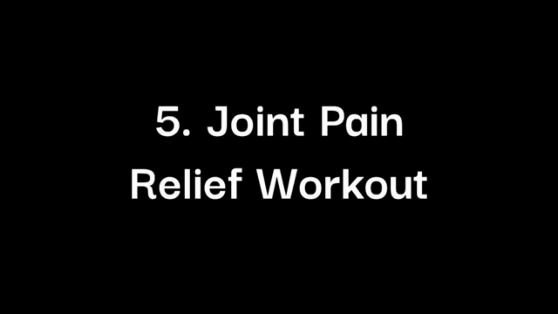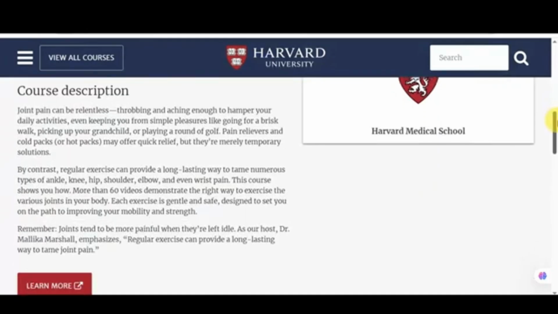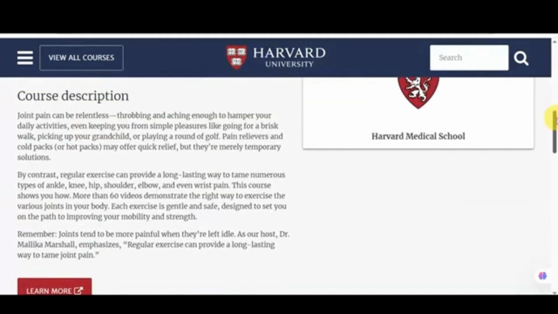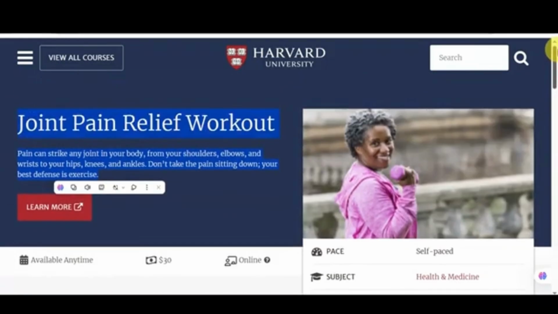5. Joint pain relief workout. Pain can strike any joint in your body, from your shoulders, elbows, and wrists to your hips, knees, and ankles. Don't take the pain sitting down. Your best defense is exercise.